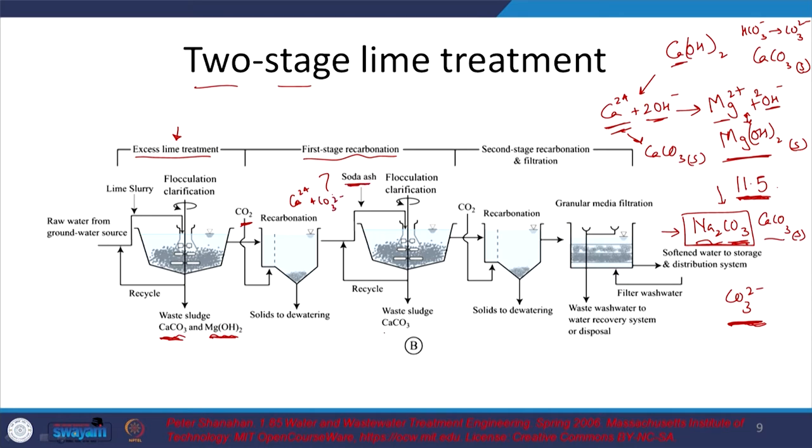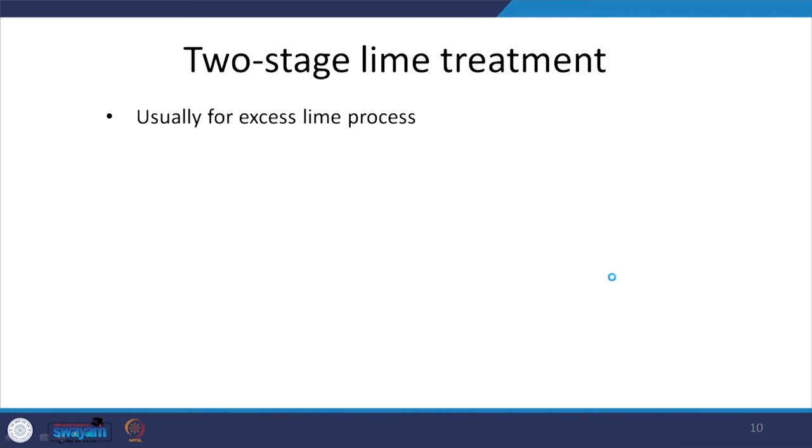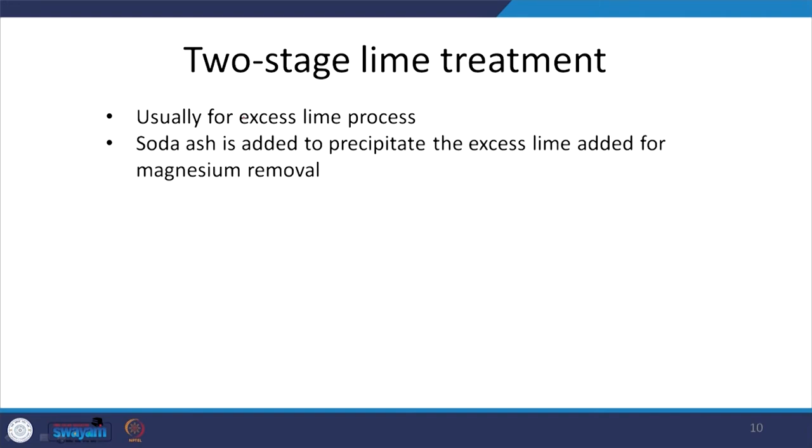So then what do we have? We have CaCO3 being precipitated out. Even now the pH is around 10.5, it is still too high, and I want to bring the pH down to acceptable levels. So I am going to have second stage recarbonation. Here I am going to bring down the pH and also in the process increase the alkalinity of the system, and then you are going to have the obvious granular media filtration.